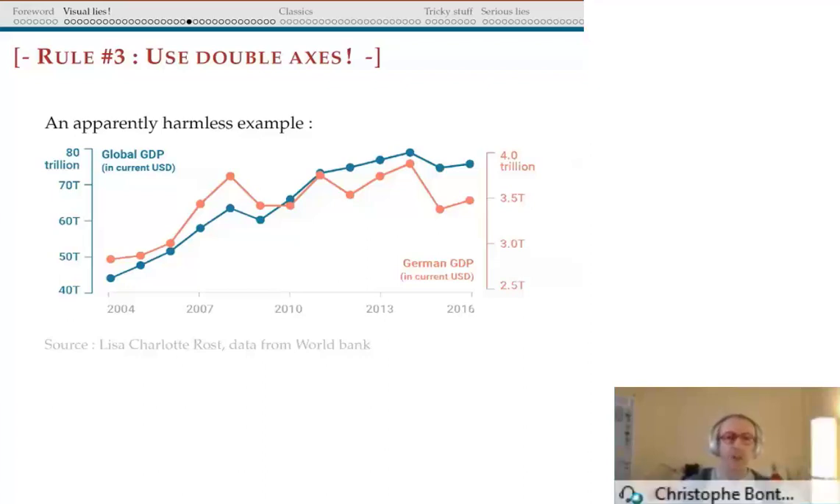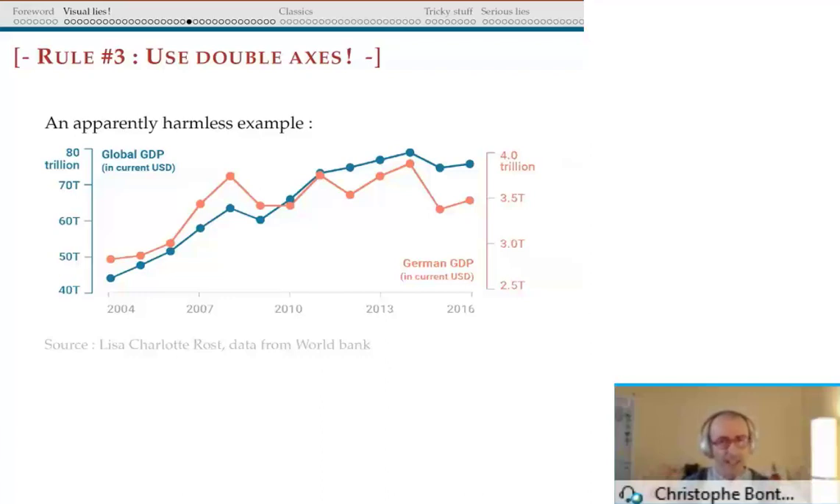So you can fool yourself, you can fool others. It's perfect. So here in this example, you have on the left scale the global GDP of the world, and on the right, in red or pink here, you have the GDP of Germany over time. So what you want to do is to compare the evolution, it's a connected line curve here, of Germany and the world. So you want to compare the evolution of the GDP of Germany with the GDP of the world. Okay, so it seems that the graphic is made for that.